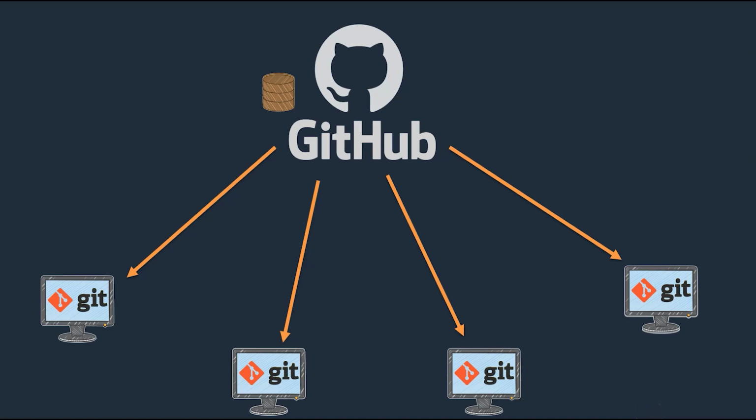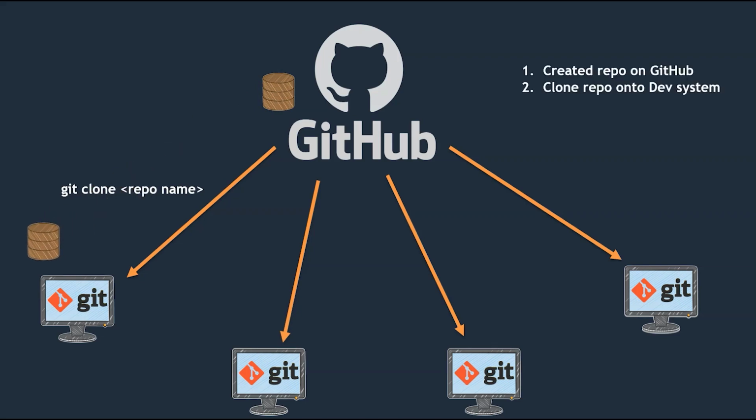Hello folks, welcome back. So far what we have done is we have created a repository on our GitHub account and then we have used a git clone command to get that code onto developer system, I mean to say dev system. So these are the steps we have followed. First thing is we have created a repository on GitHub and cloned the repository onto dev system.